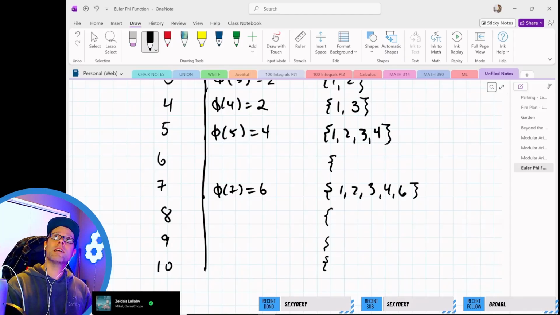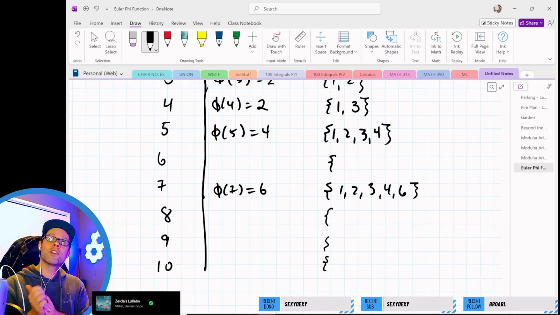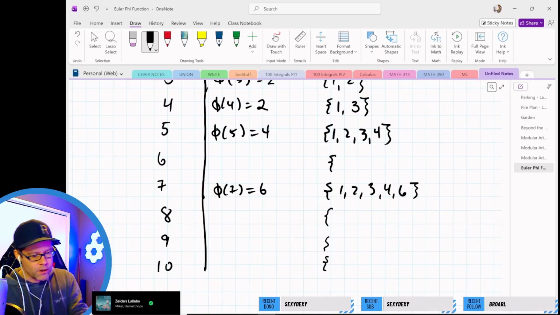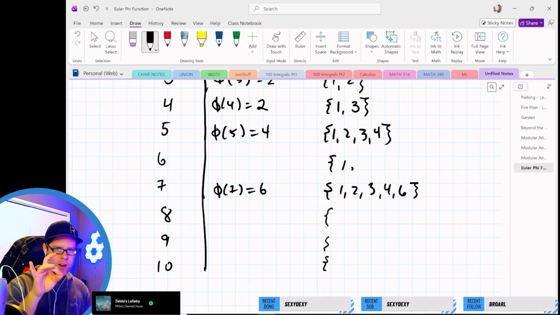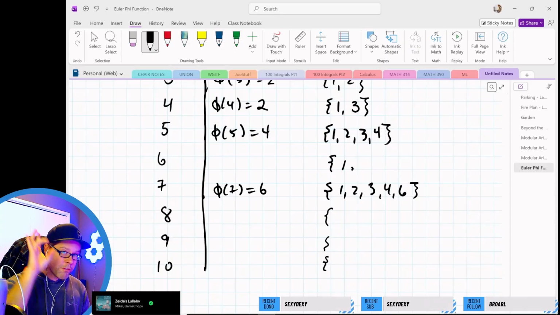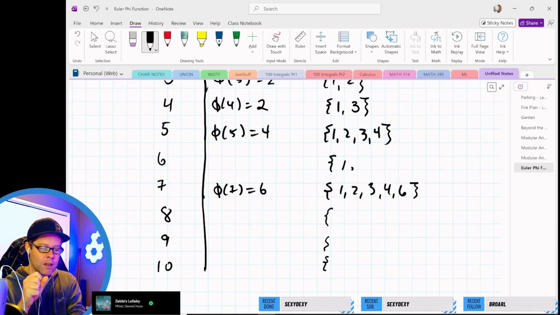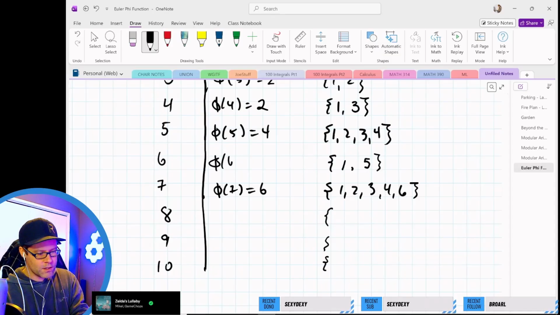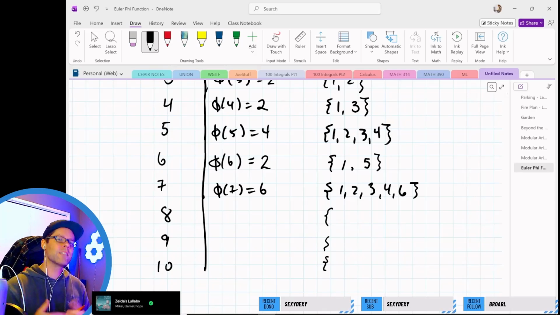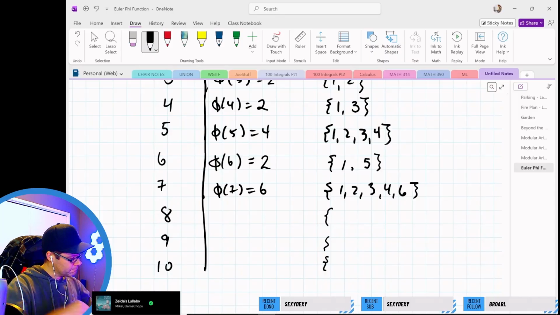So let's see, 6 has factors of 2 and 3. So I can include 1, but I cannot include 2 or 3. I cannot include 4, because 4 also shares that factor of 2. But I can include 5. So it turns out that phi of 6 is equivalent to 2. There's only 2 numbers less than 6 that are coprime with it. Just 1 and 5.